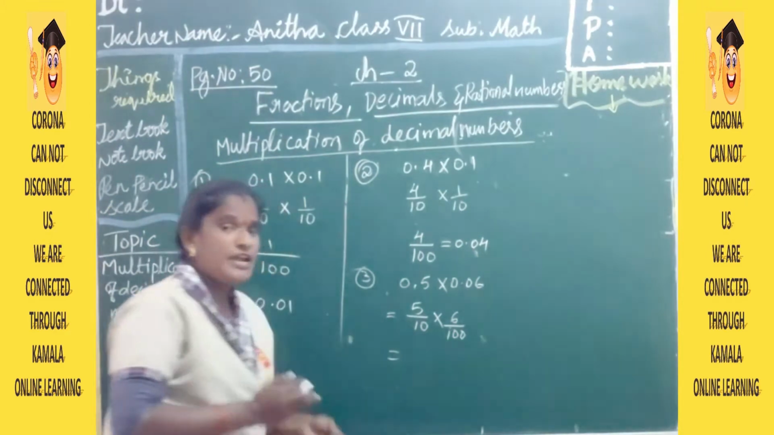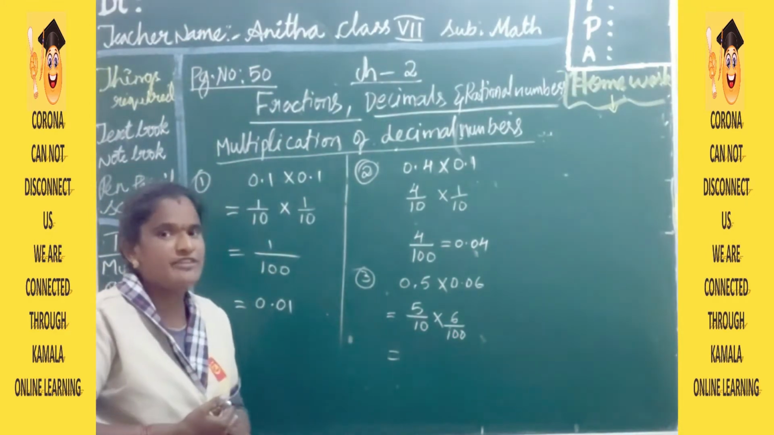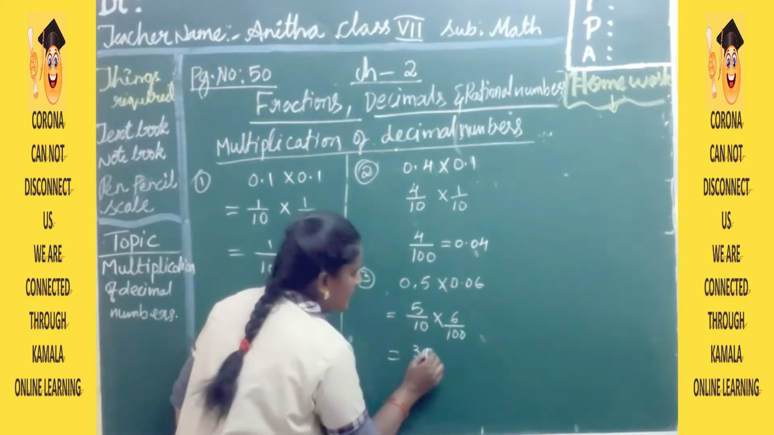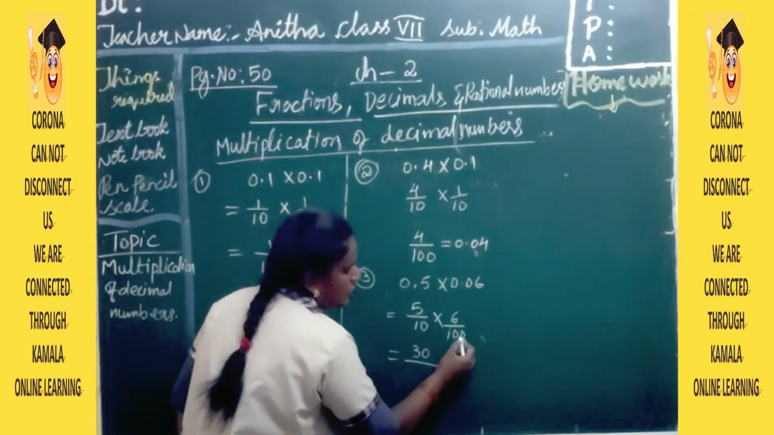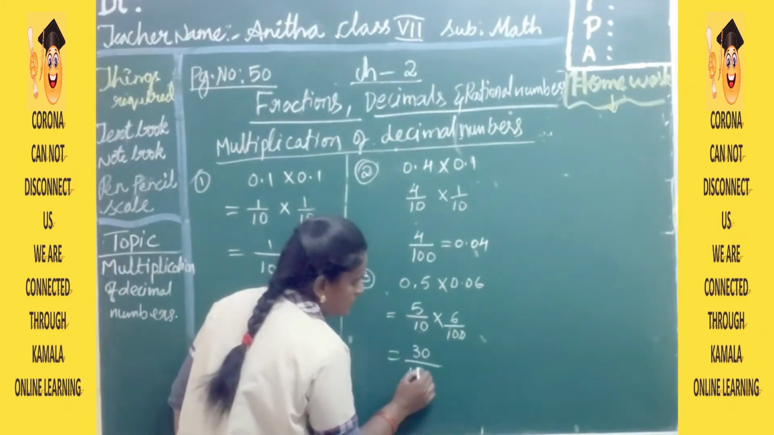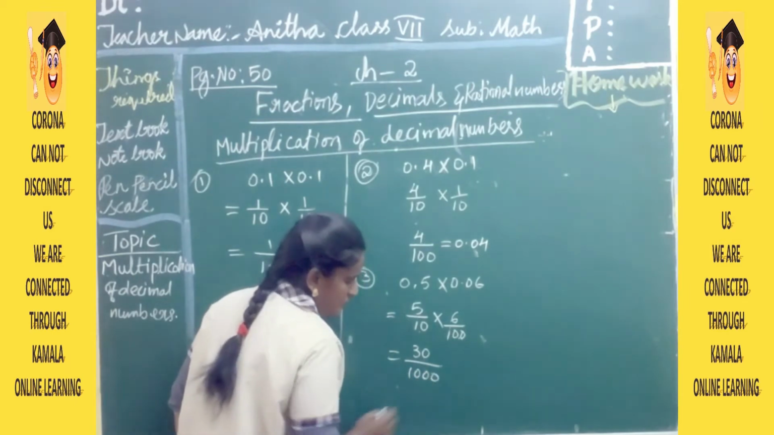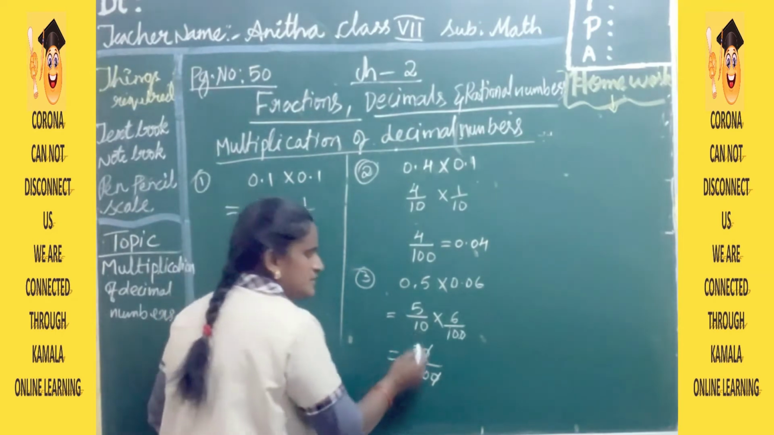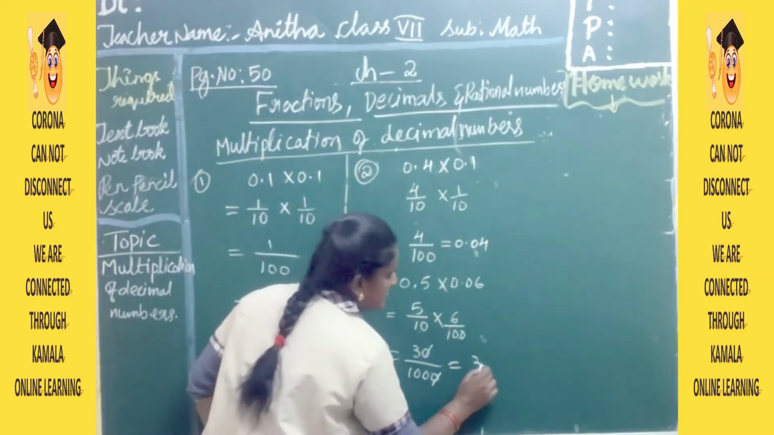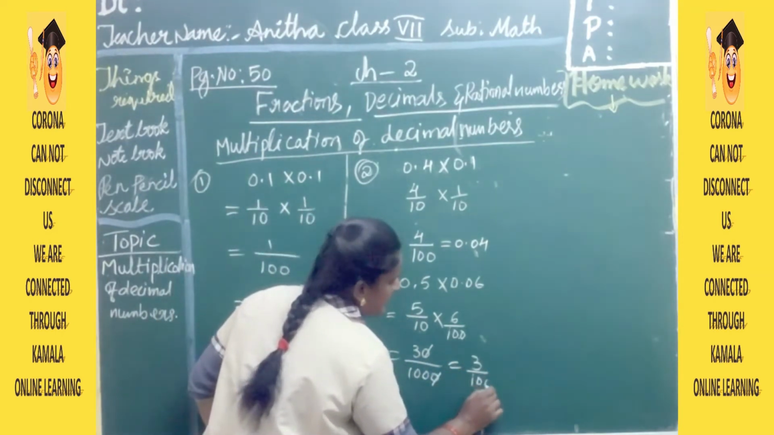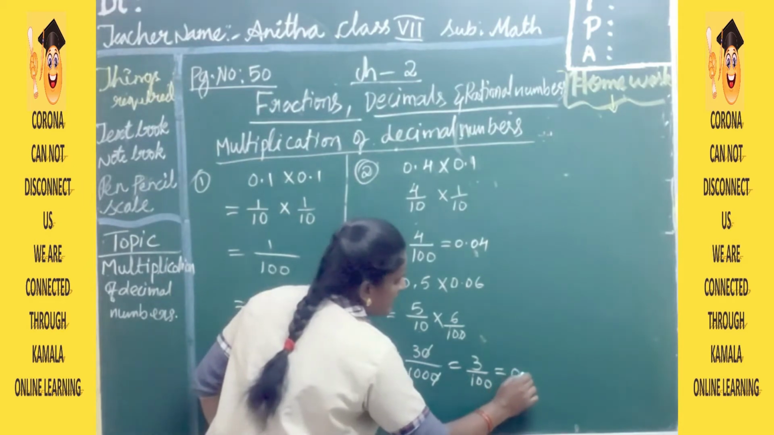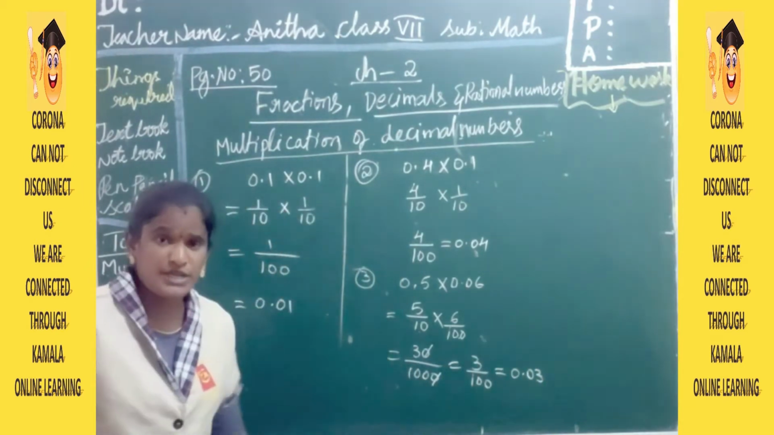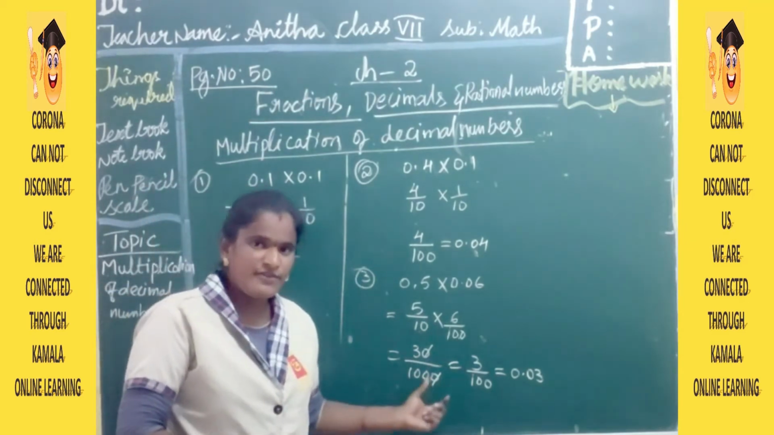You have to multiply numerator values and denominator values separately. 5 sixes are 30 by 10 into 100, you will get 1000. 3 zeros. Here 0, 0 gets cancelled. What is the value remaining? 3 by 100. 3 by 100 can be written as 0.03. Got it, children? Everyone?